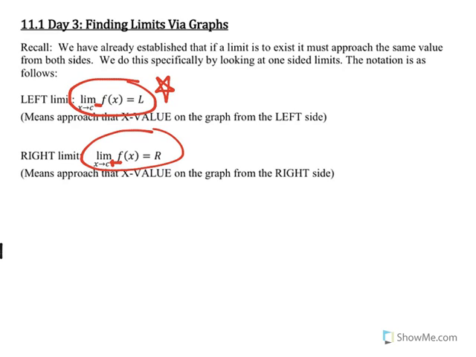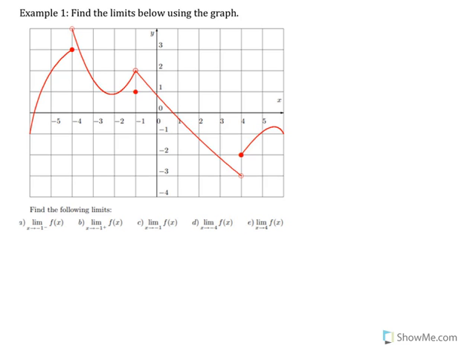Okay, so how are we going to do this via a graph? So if we look, find the following limits. The limits as x approaches -1 from the left. So if we look at this graph, now I have a few pages, so we're not going to do all of these on one page.